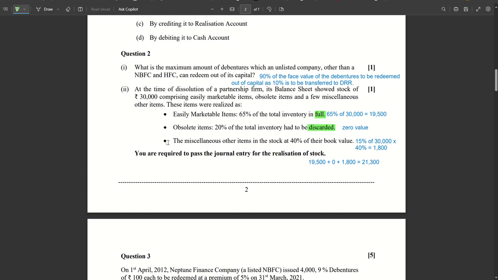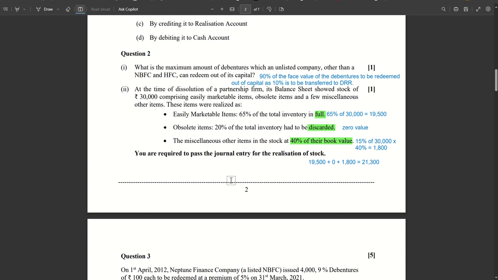Okay, and the remaining is 15%. Okay, because 65 is gone here, 20 is gone here, 85 is gone, so the remaining is 15%, and that is realizing 40% of the book value. Okay, so 15% of 30,000 that you do, and you calculate 40% of that, that is 1800. So the realized value of the inventory is 19,500 plus 0 plus 1800, which is 21,300. Okay, you're required to pass the journal entry for the realization of stock.